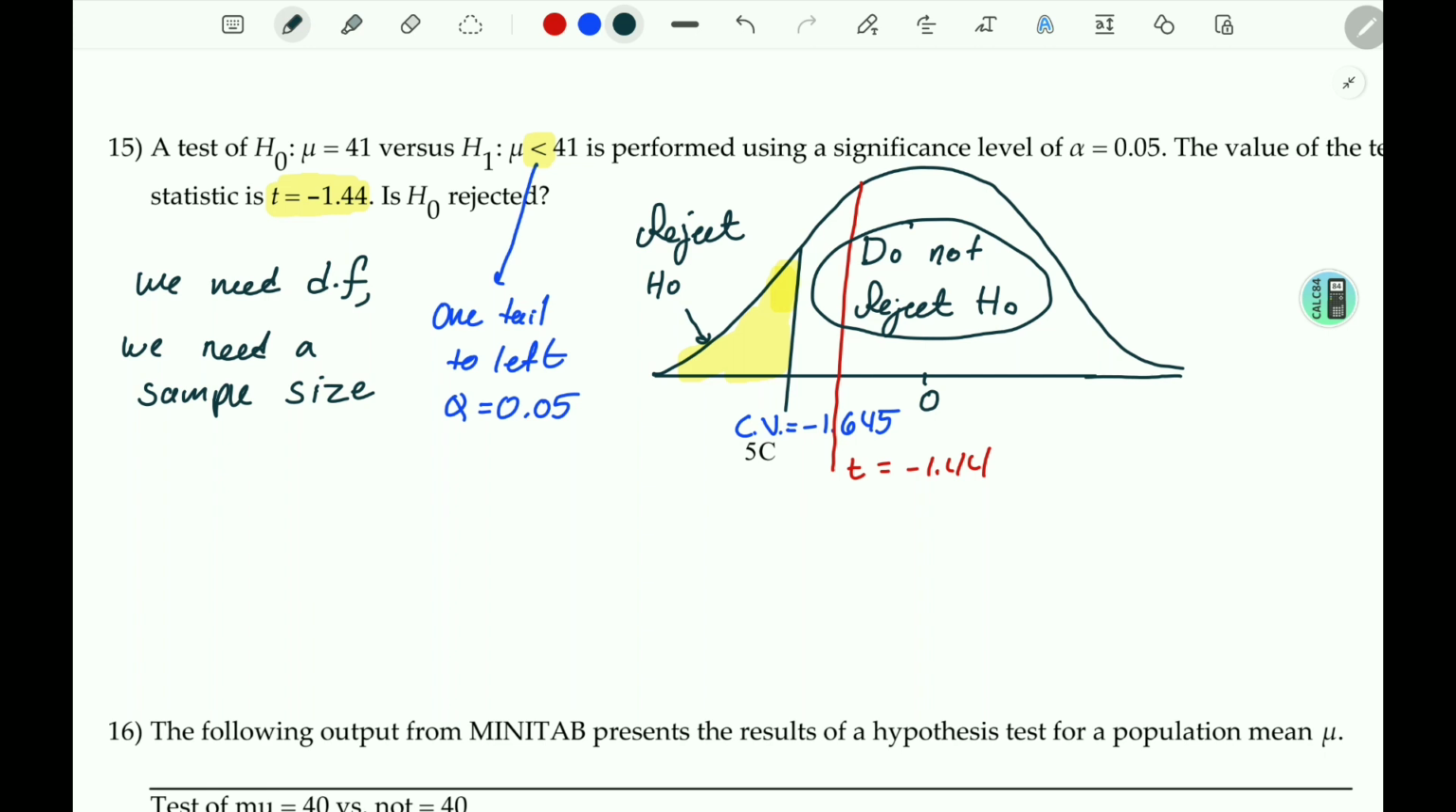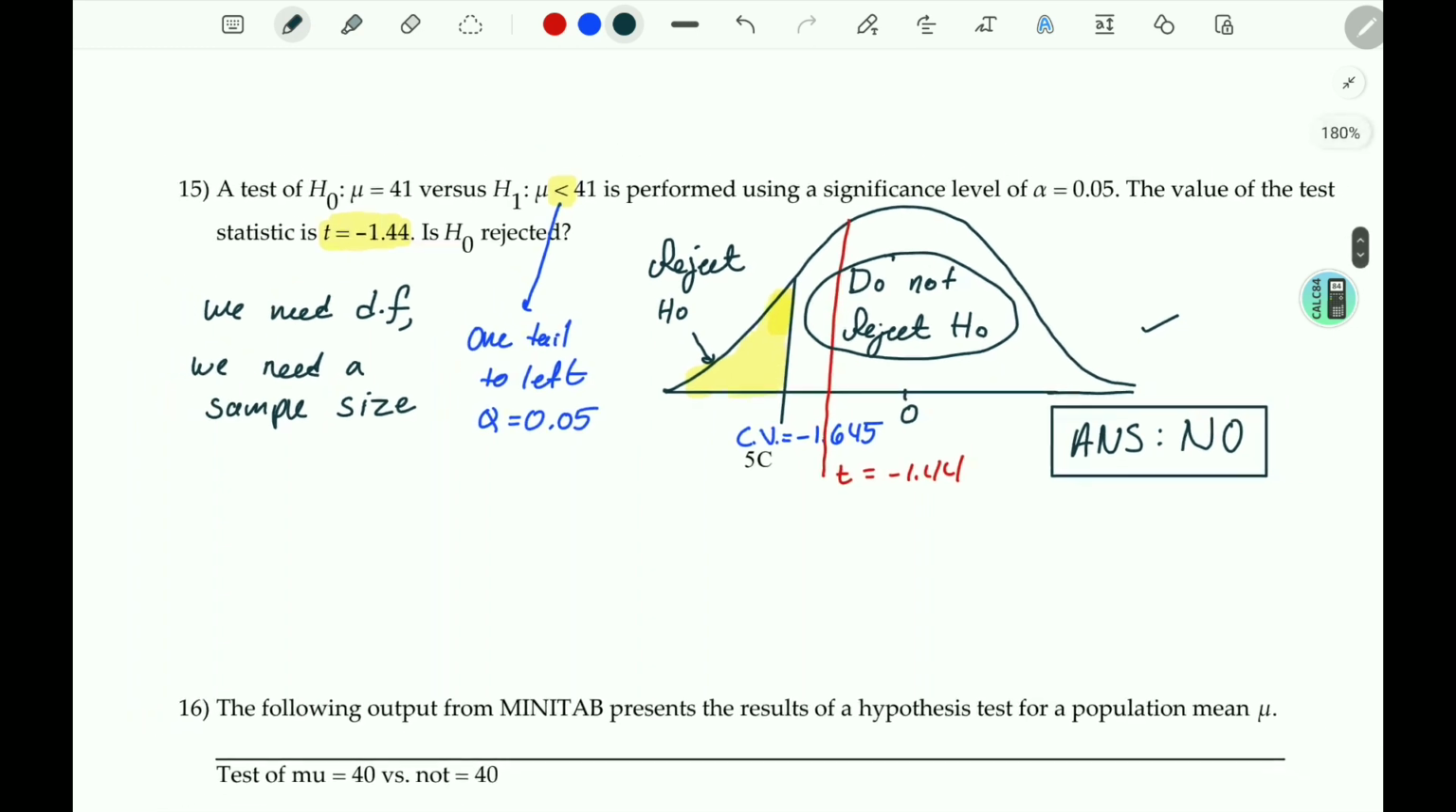Therefore, to answer the question, is the null rejected? The answer is no. The null is not rejected in this case. And that is it for question number 15.